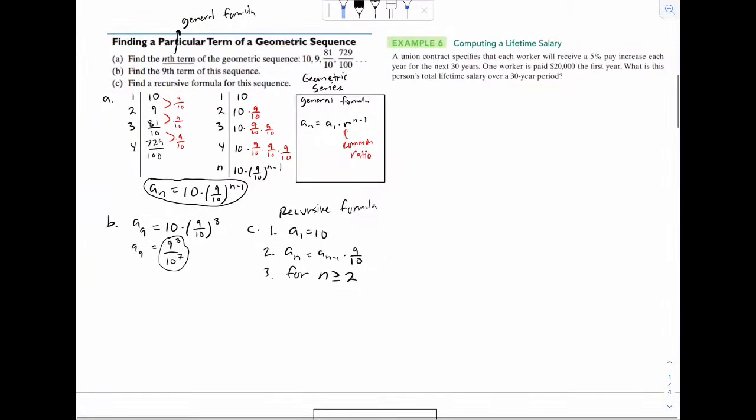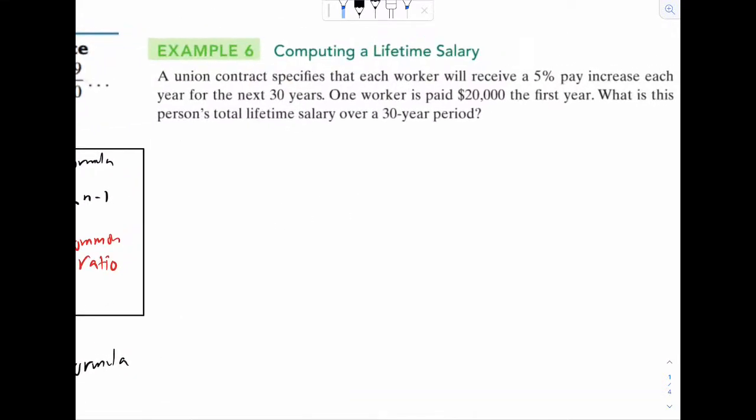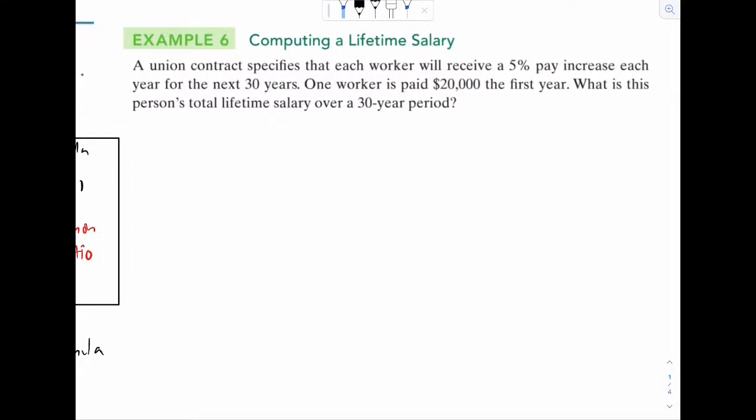Now let's go to our final question. It says a union contract specifies that each worker will receive a 5% pay increase each year for the next 30 years. One worker is paid $20,000 the first year. So our first term is given already, $20,000. What is this person's total lifetime salary over a 30-year period?